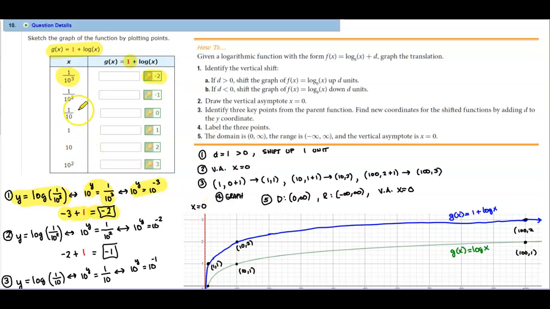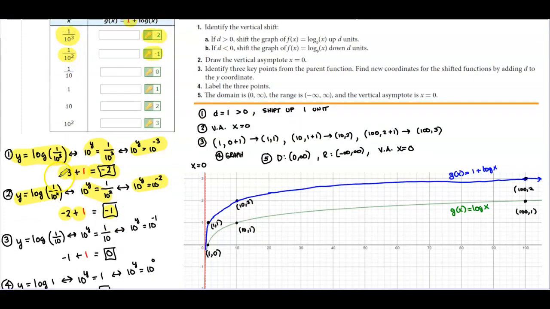Next, we have the input of 1 over 10 to the second power. So we plug that into the function, and we're going to change that to an exponential function. So y is the exponent on base 10 to get 1 over 10 squared, and 10 to the y power is then going to equal 10 to the negative 2. So we get negative 2 as our value, but then again, we're going to have to add that 1, which gives us negative 1.